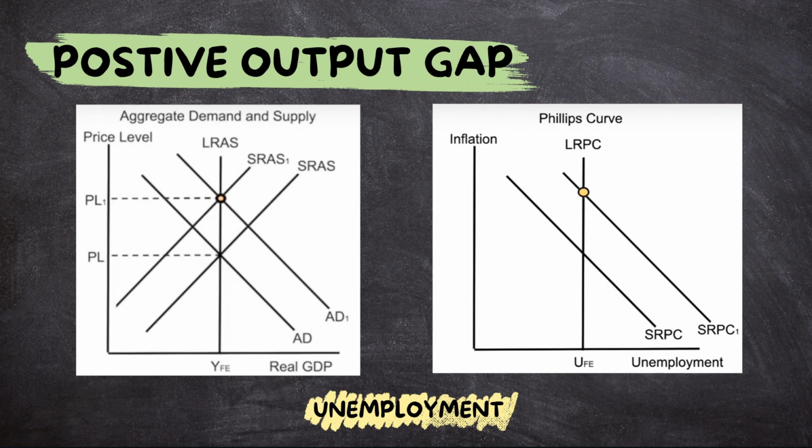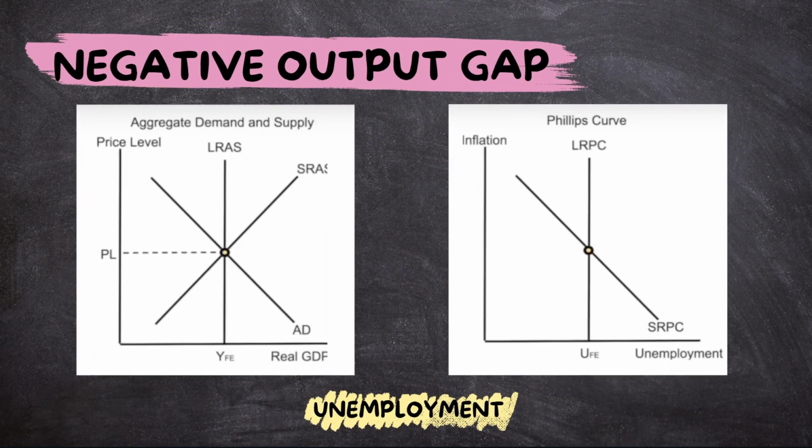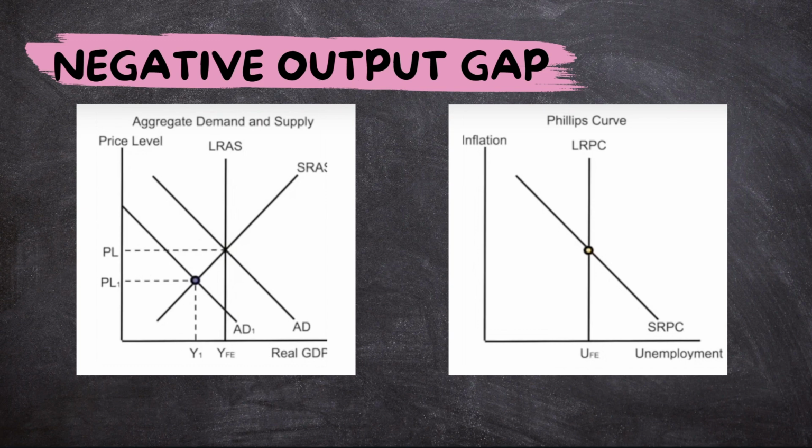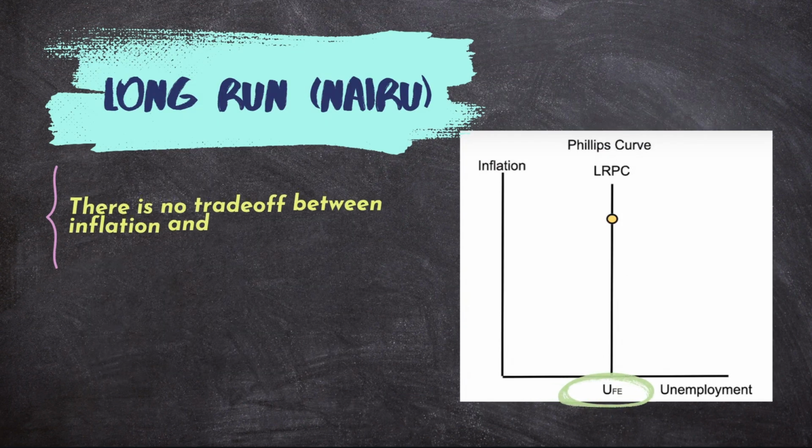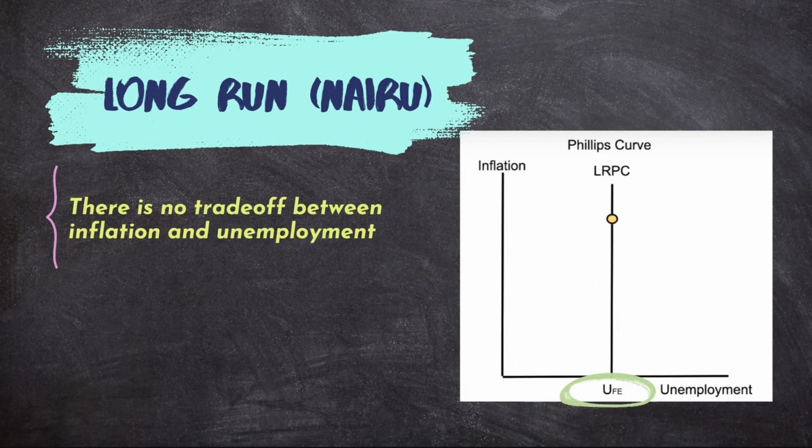This effect can also be seen with negative output gaps, where in the long run, the Phillips curve also returns to full employment. In the long run, the Phillips curve is vertical, reflecting no trade-off between inflation and unemployment.